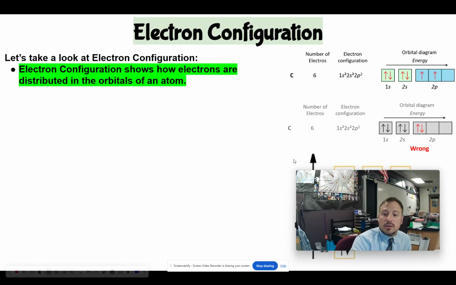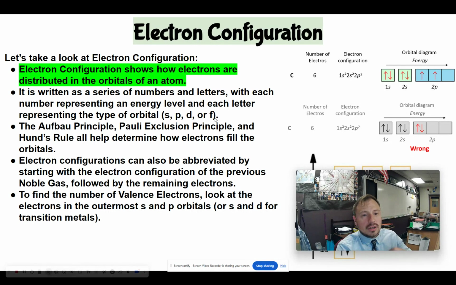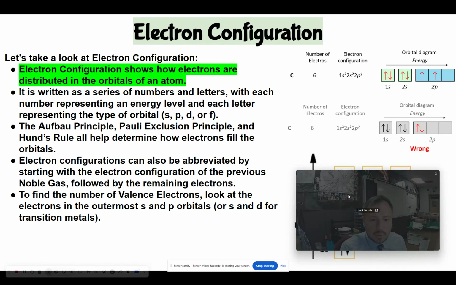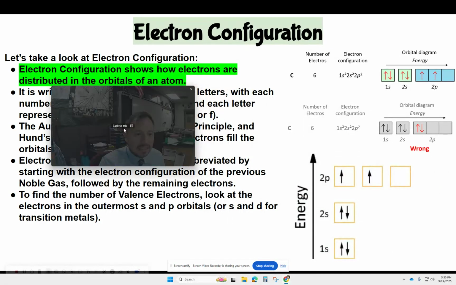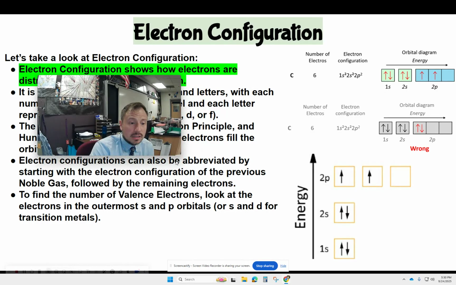So the electron configuration is just a shorthand. It shows how the electrons are distributed in the orbitals in an atom, and how they fill the s, p, d, or f orbitals. And to find the number of valence electrons, just look at the electrons in the outermost s and p orbitals, or s and d for the transition metals, and that's the number of valence electrons.